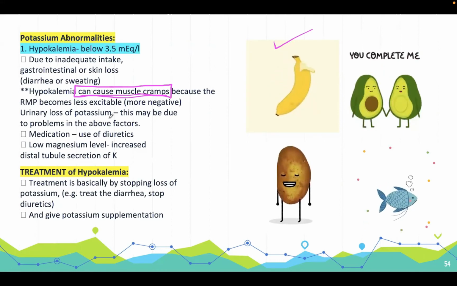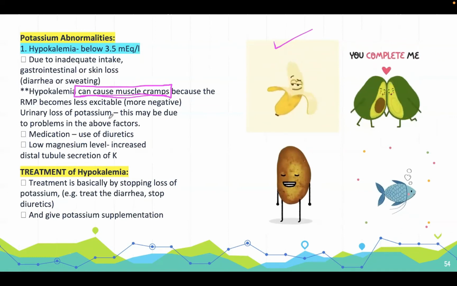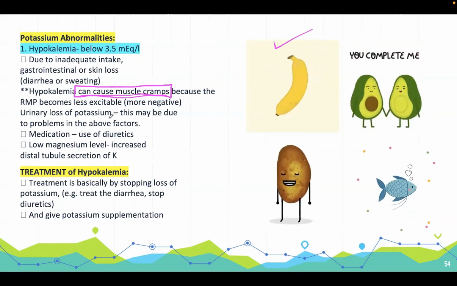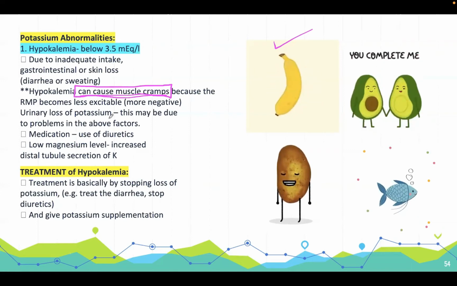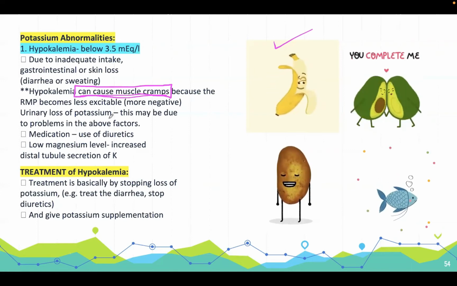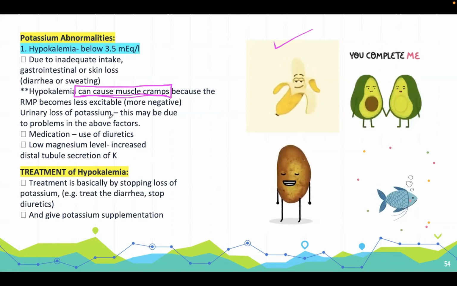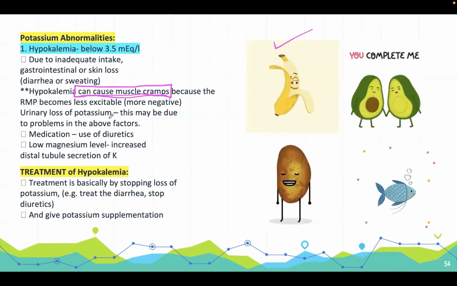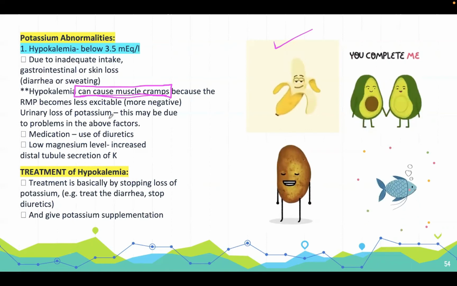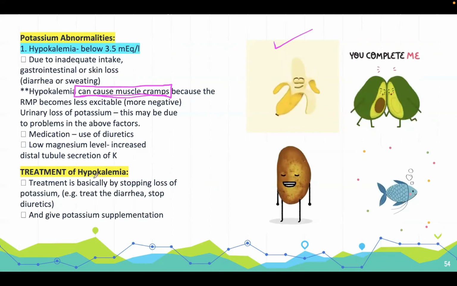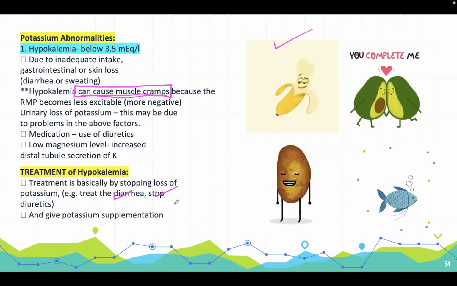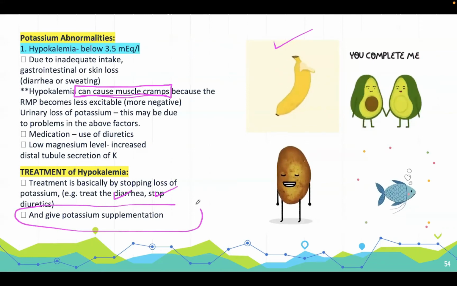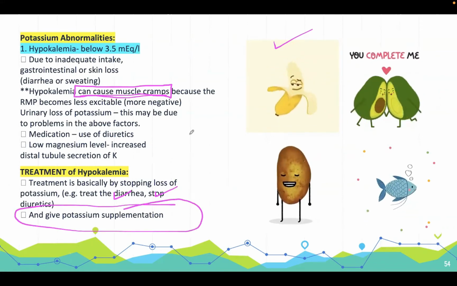So may mga certain medications din na nagkukos ng hypokalemia. Okay, because the usage of your diuretics. So low magnesium level is increased distal tube secretion of your potassium. So ano po bang magandang treatment kapag masyadong mababa na po yung potassium level ng pasyente sa katawan niya? Treatment is basically by stopping loss of potassium. Okay, you have to treat the diarrhea. Stop mo yung pag-take ng mga diuretics mo and give potassium supplementation. Okay?